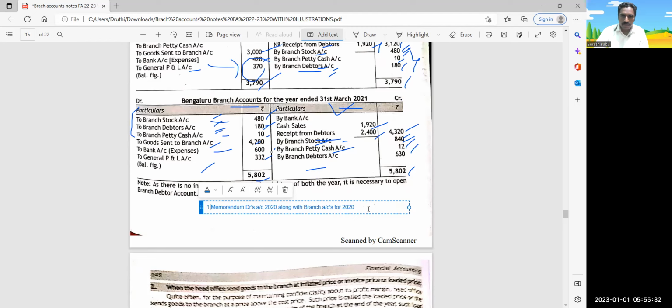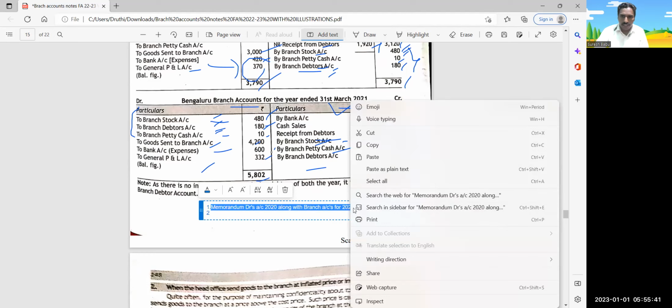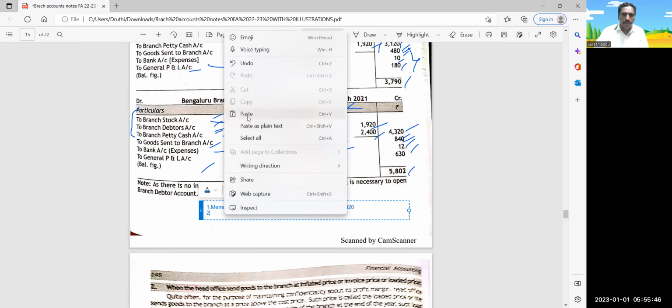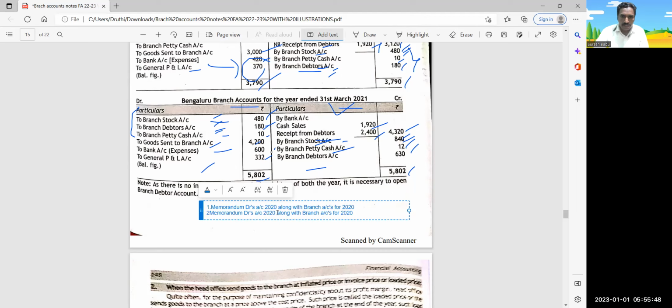You finish this. Now, second step. Second step is what? Preparation of memorandum debtors account, right? And, one minute. So the second step is preparation of memorandum debtors account for 2021 and preparation of branch account for 2021. See, this is how you need to ascertain and prepare.